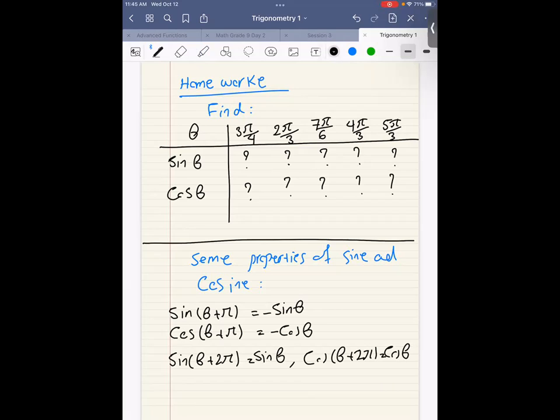We know that sine is odd, so I'm not writing it again. Sine of minus theta is minus sine theta. Cosine of minus theta is equal to cosine of theta. Cosine is even. And something else: sine of pi minus theta is equal to sine of theta. But cosine of pi minus theta is equal to minus cosine of theta.